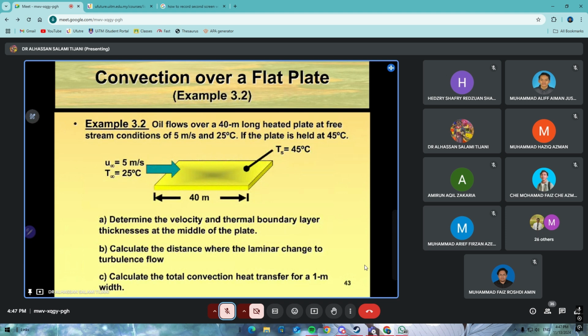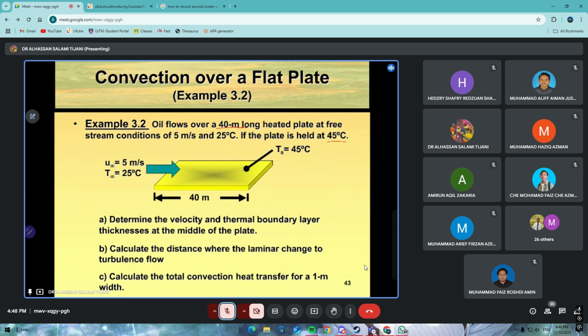So now let's look at this example. In this example, we have oil flowing over a 40 meter long heated plate at free stream conditions of 5 meters per second and 25 degrees Celsius. If the plate is held at 45 degrees Celsius, determine the velocity and thermal boundary layer thickness at the middle of the plate.